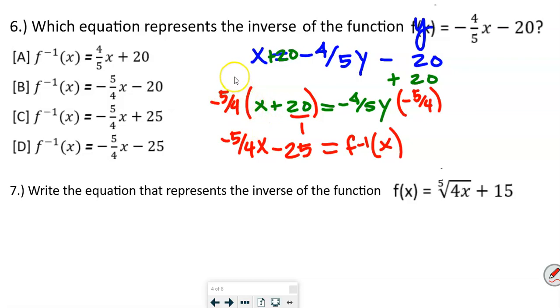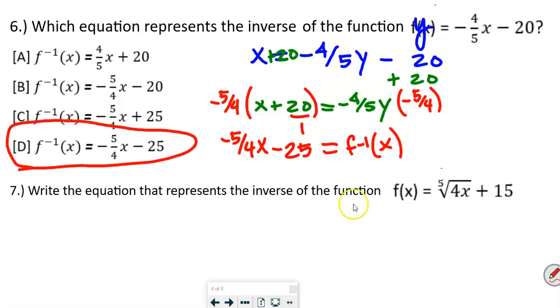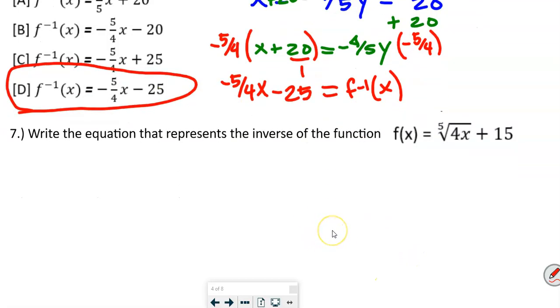Here's the other thing. I'm going to multiply, and you guys can do this right in your calculator. Negative 5/4 times 20. You can do that. And actually, negative 5 times 20 is what? Negative 100, and negative 100 divided by 4 is still negative 25, okay? So there's a couple ways you can look at this, but our answer, negative 5/4 x minus 25, is right here, right? That's our answer, okay?